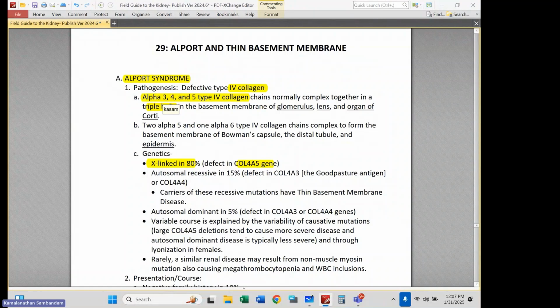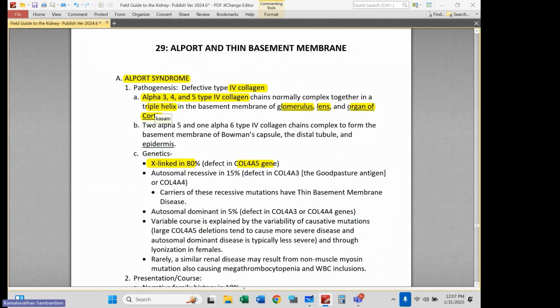And this type 4 collagen is found in many tissues, not solely the kidney, but certainly in the glomerulus, the lens of the eye, and also the inner ear. Okay, and that would explain some of the phenotype that we see in Alport syndrome.